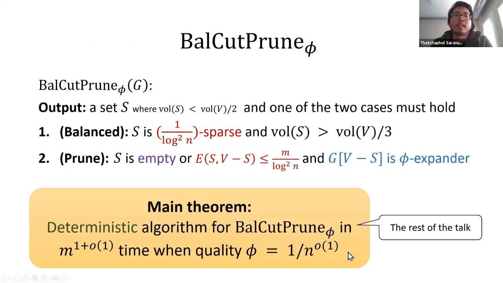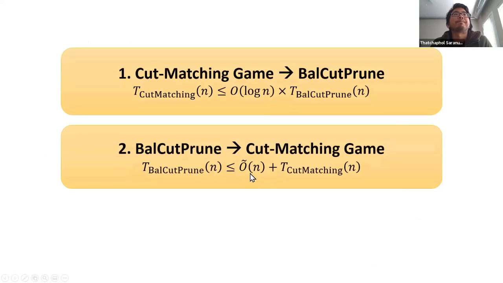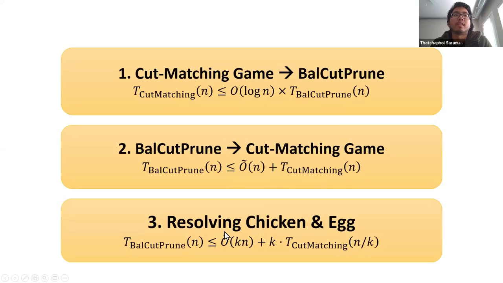But okay, let's look at this. This is the main contribution. So let me tell you how to do it. The key idea is that we observe that there is a two-way reduction between the balanced cut prune subroutine and something called the cut matching game. I'll tell you what it is. But this is kind of a chicken and egg situation, because the reduction doesn't reduce the size of the instance. And so the key idea in this work is to resolve this chicken and egg situation.